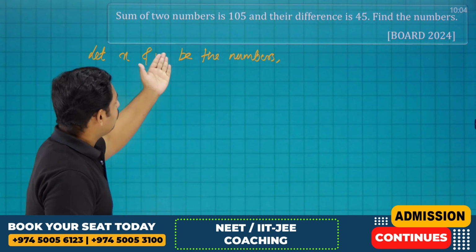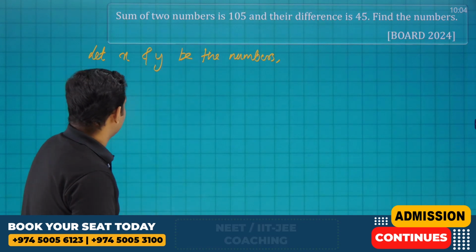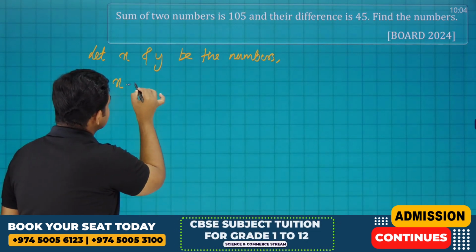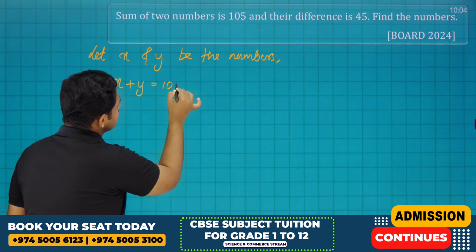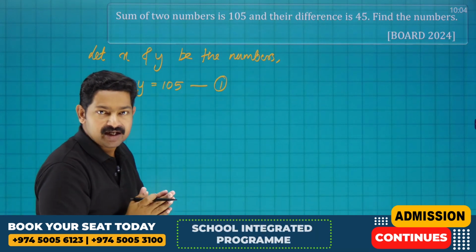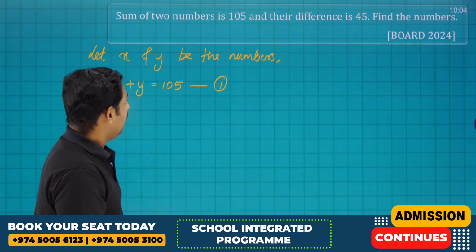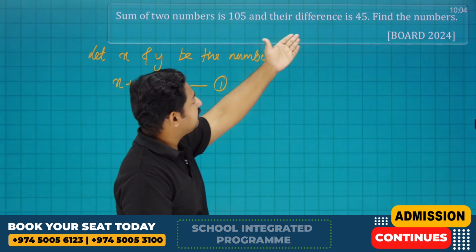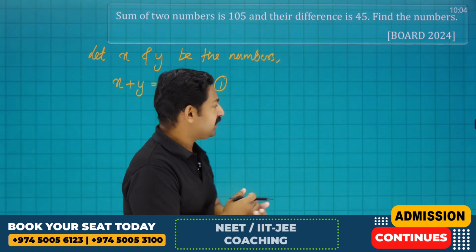Now what is given? Sum of the two numbers is 105. So sum of the two numbers means x plus y is equal to 105. We can take it as equation number 1. Simply we got the first linear equation, right? And then it is given that their difference is 45. So it's also an easy one.